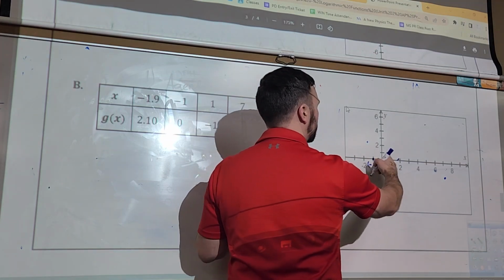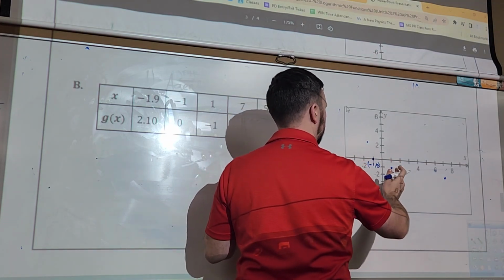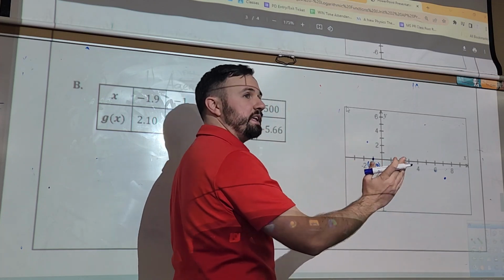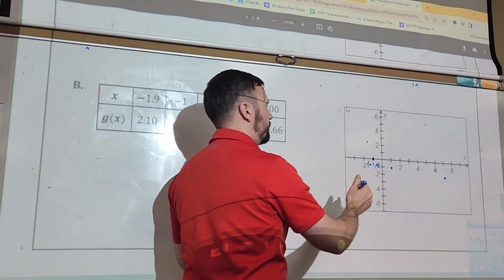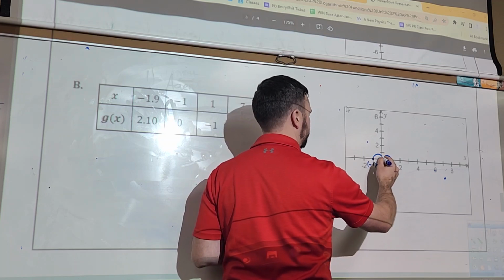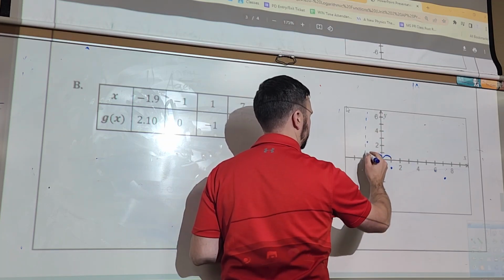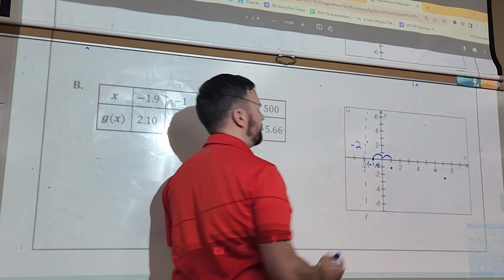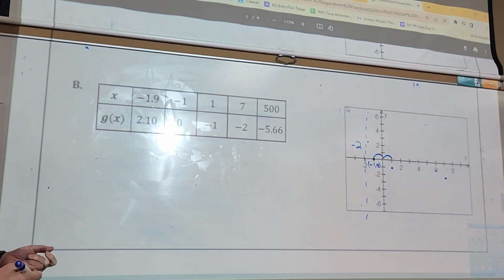What happened to my intercept here? It went left how many? 2, right? It went 1, 2. So what's going to happen to my asymptote? It's going to be negative 2 because I need to go left 2.